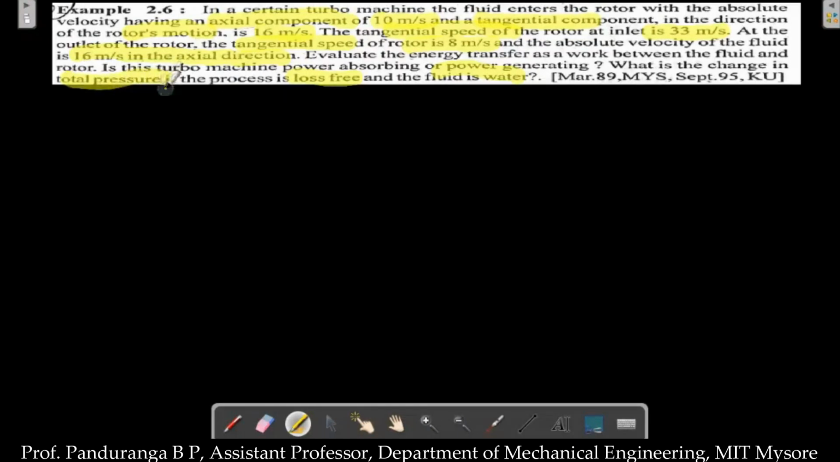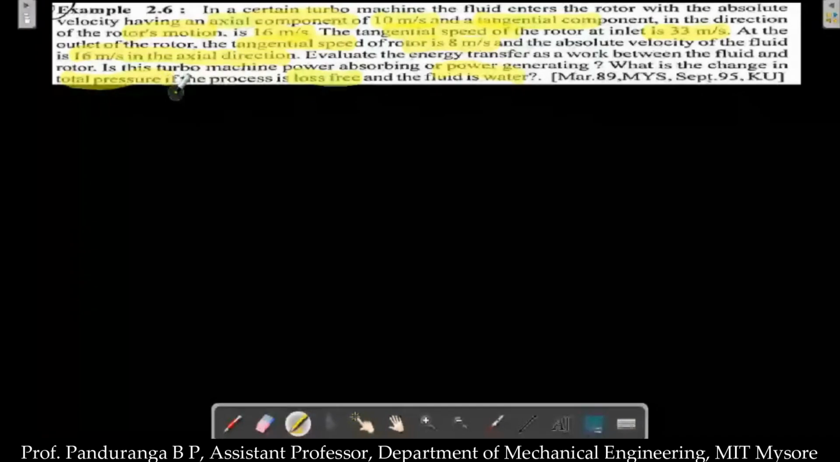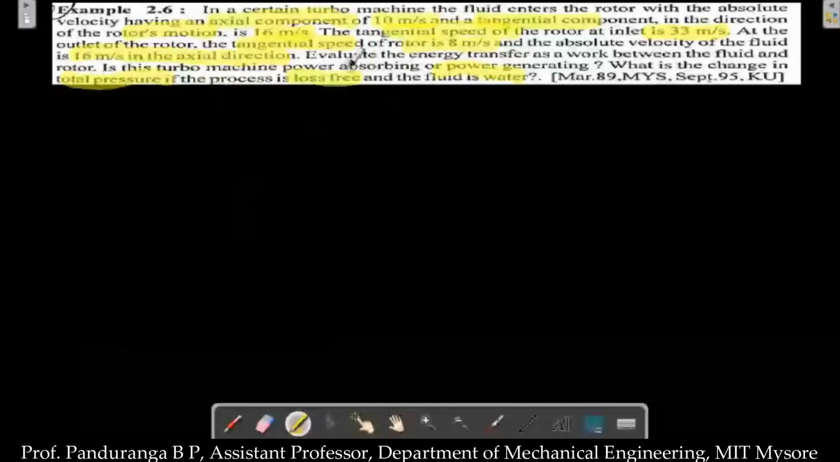In the previous problem, we had done a similar problem where we had calculated the energy transfer, and then we have seen that it was a power generating device. So here we have to do the same, and then we need to find out the total change in pressure. In the previous case, we had calculated total change in temperature. So these are the things which you have to do in this problem.